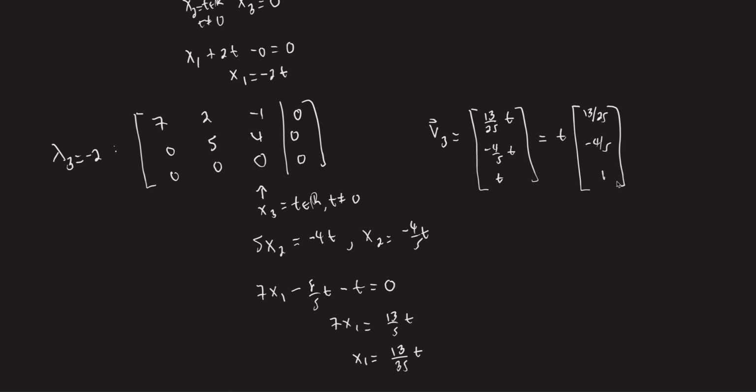Now, if you didn't want all these fractions, what we could do is multiply everything by 35, and I'll write that down as our eigenpair. So for lambda negative 2, here is a vector with only integer entries. You'll have 13, 35 times negative 4/5 is negative 28, and then 35 times the 1 gives us 35, and then that could be our basis.